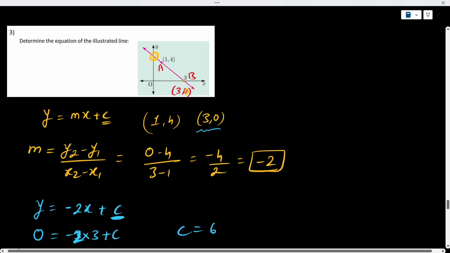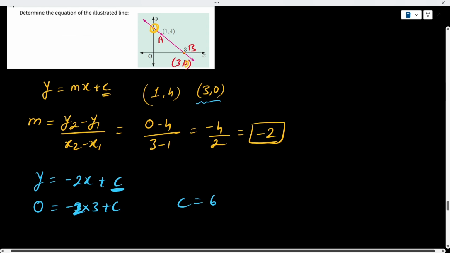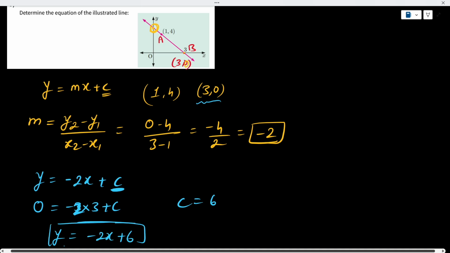So what is going to be your equation of line here? So y will be equal to minus 2x plus 6. This is your equation of line, which is in the gradient form. If I need the straight line form, you can write down 2x plus y equals 6 also.